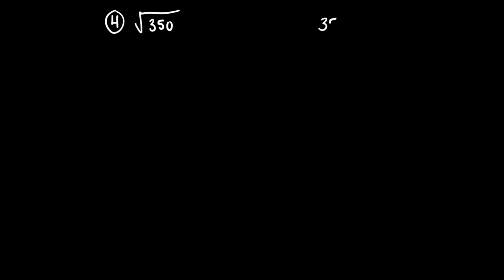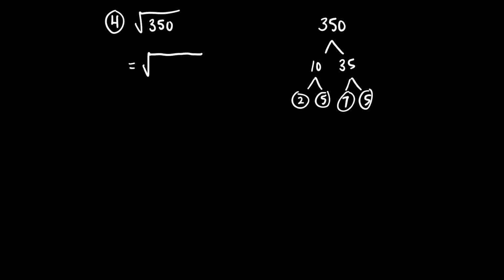I'm going to break that one down. This one's nice. It's got a 0 on the end of it, so 10 and 35. 10 is 2 and 5. That's always nice and easy. 35 is actually pretty nice. That's 7 and 5, and those are both prime. So this is going to be the square root of 2, 5, 5, 7. Did I get everything over there? 2, 5, 5, 7. Yep.